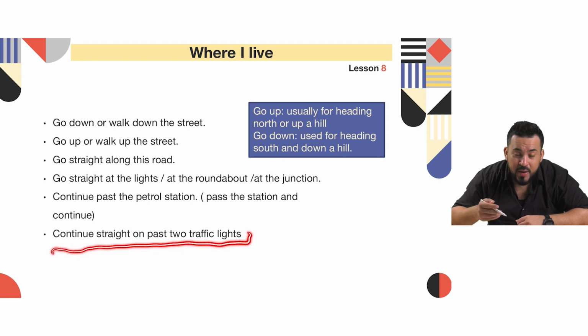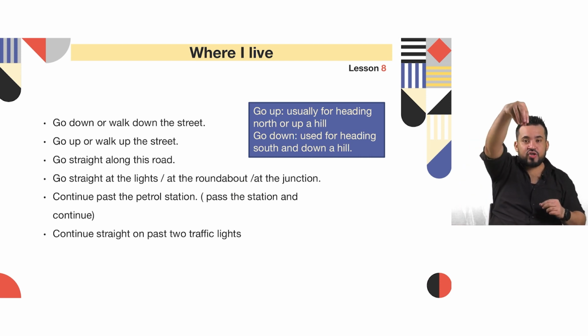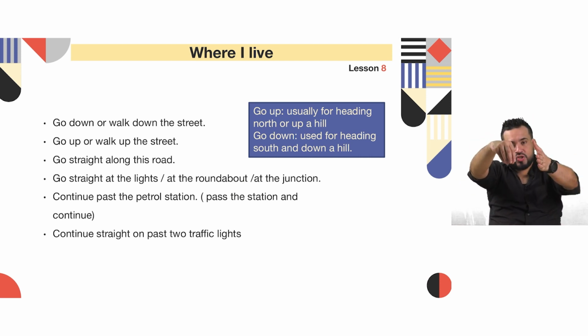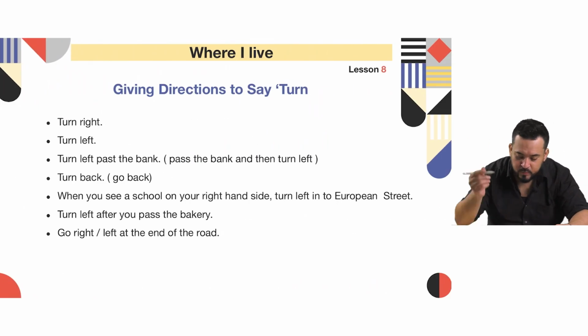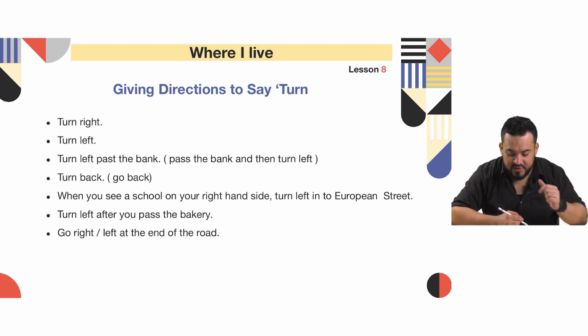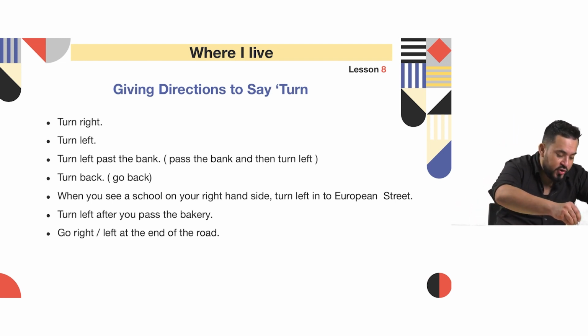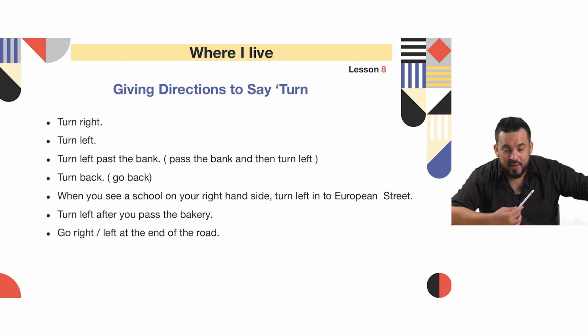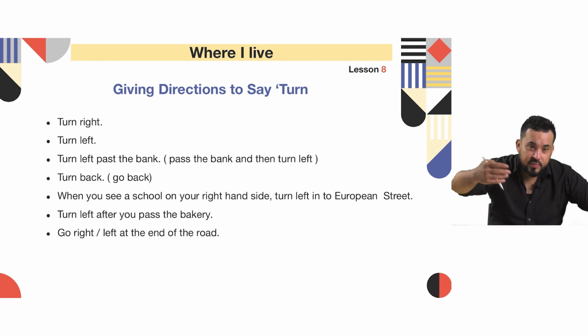Continue straight on past 2 traffic lights. That means there is a traffic light here and a traffic light here, and you will just continue straight and you will pass both traffic lights. Turn right, turn left past the bank. It means this is the bank here, you go straight and then you turn left after you pass the bank. Turn back, it means go back.